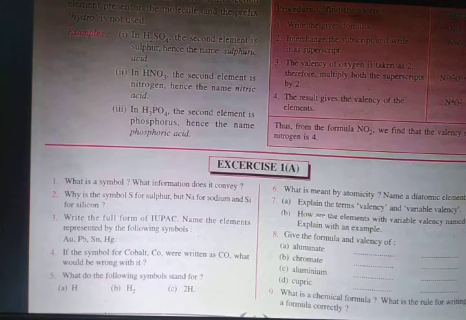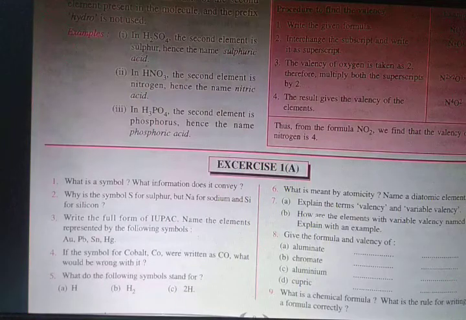And the variable valency, that is, certain elements exhibit more than one valency. That means multiple valencies they exhibit. So such a scenario is called variable valency. Examples, of course, you have to give: iron 2 and iron 3, ferrous and ferric, or you can give tin also, stannous and stannic, plumbous and plumbic, cuprous and cupric.